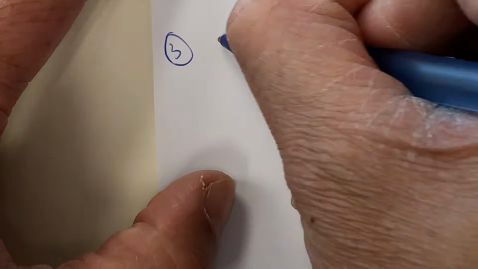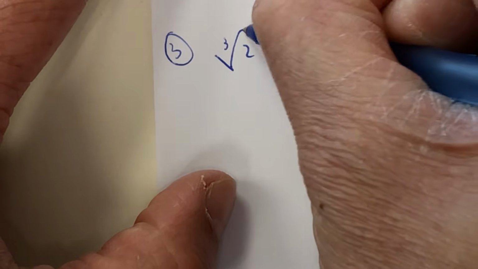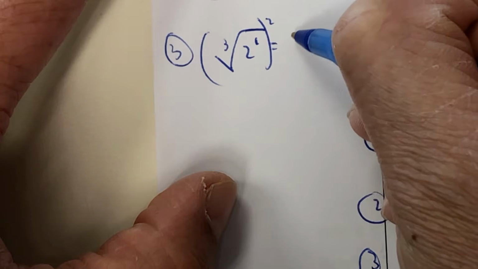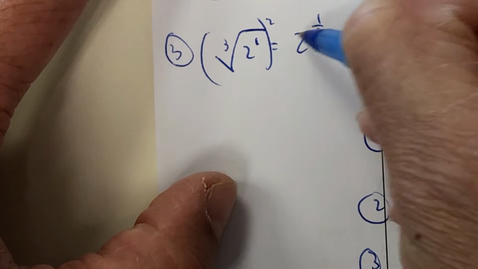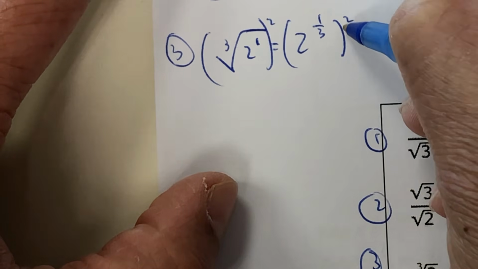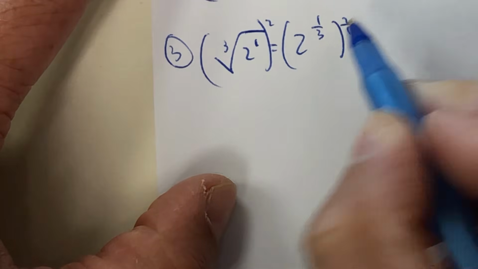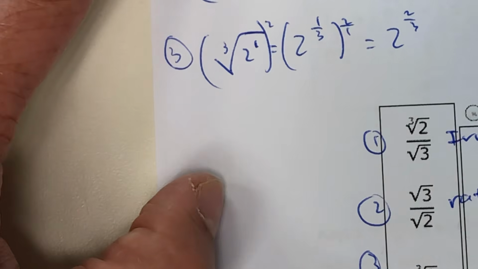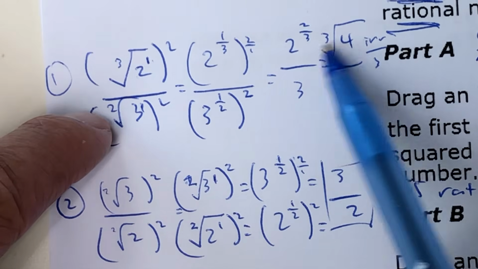Number 3. So that's 2 to the first power, and we're supposed to square that again. So 2 to the 1/3 squared. You're just going to multiply there, and you'll get 2 to the 2/3. And we already saw, I believe that was above, that that's going to become irrational.